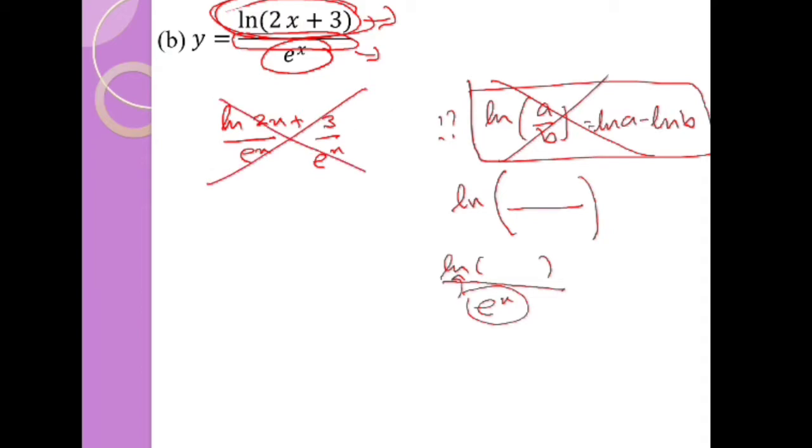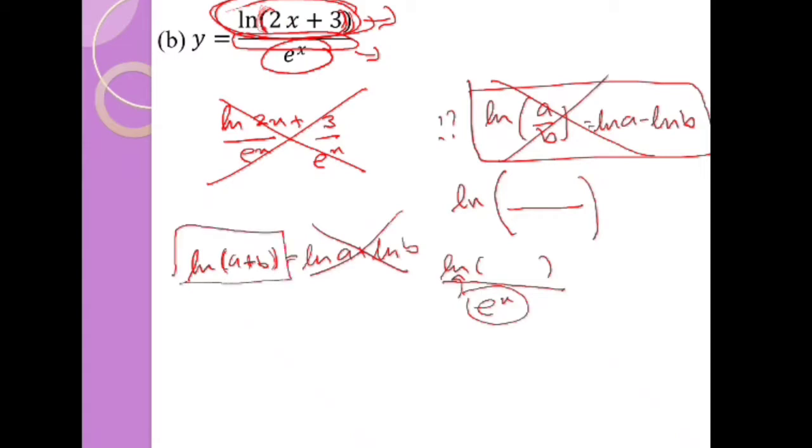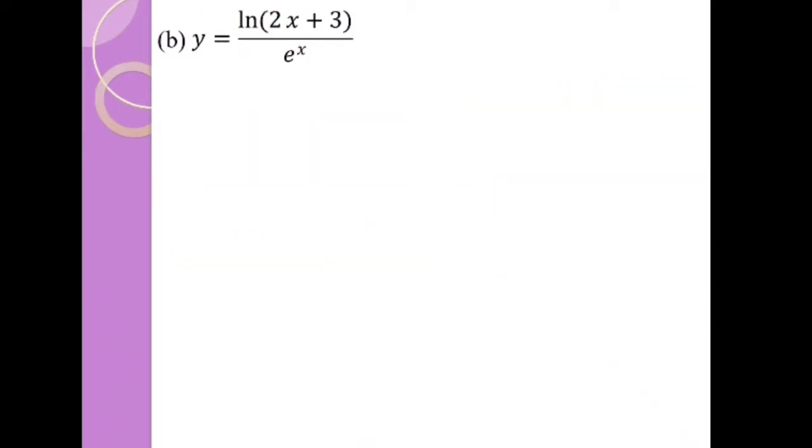Why is it wrong? Because look at the bracket. Plus 3 is also in the bracket of this natural logarithm. So that means the function 2x plus 3 cannot be separated. Remember the formula that I have written down, which is wrong? You cannot separate this into two logs. Once there is a plus sign in this bracket, they are stuck together and you cannot separate them. The only way to differentiate is by using quotient rule.